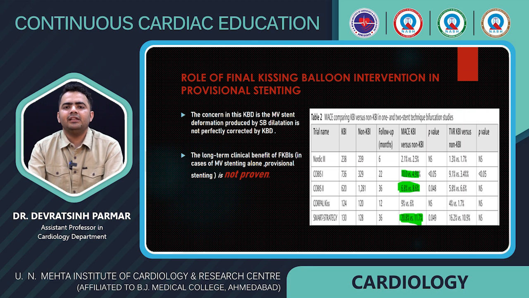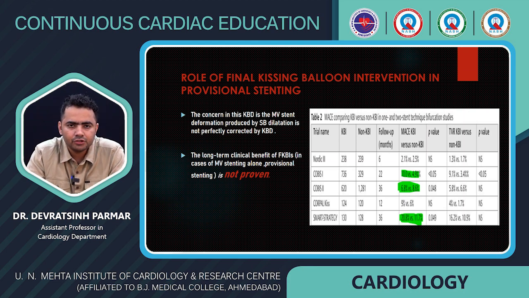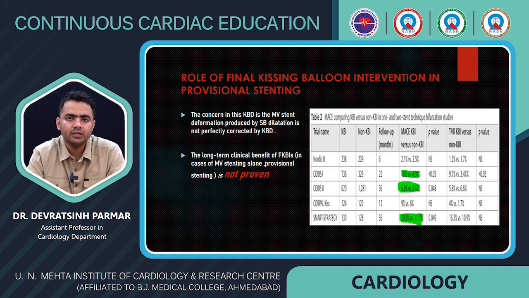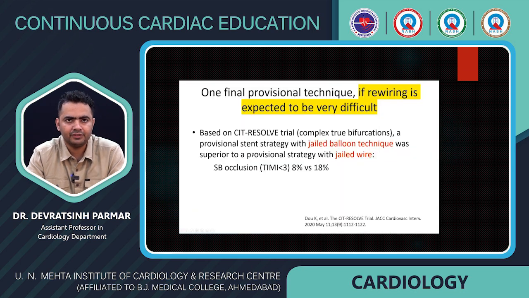There are a large number of trials that have shown that there is no more benefit in final kissing balloon intervention in provisional stenting. There is even one negative trial, the COBIS 1 trial, which showed that in bifurcation lesions, with upfront kissing balloon versus without, there was a high incidence of dissection and target lesion revascularization in patients with kissing balloon techniques. But the mortality was not different between the two. So there is no proven rule.